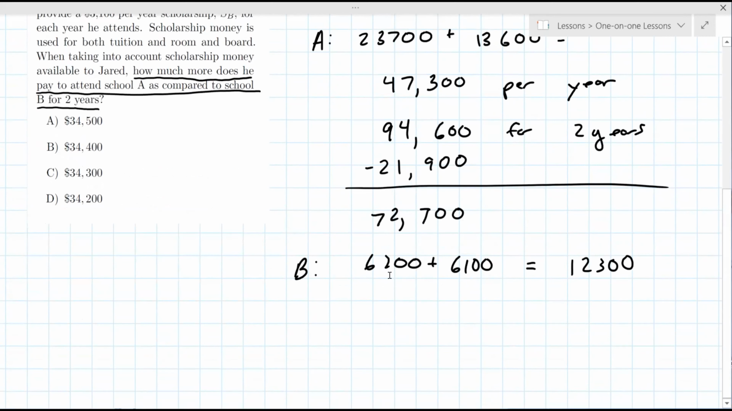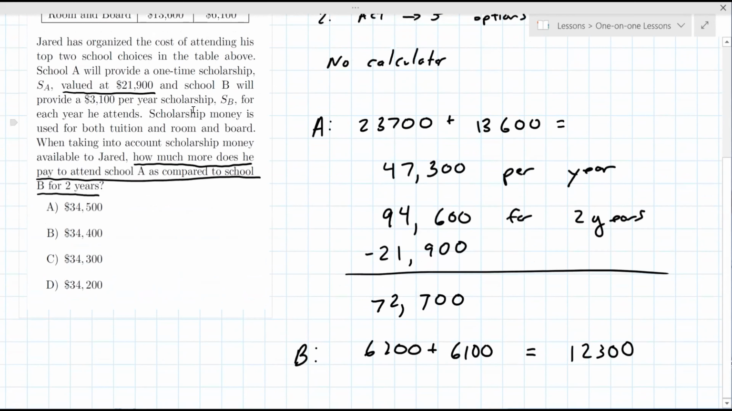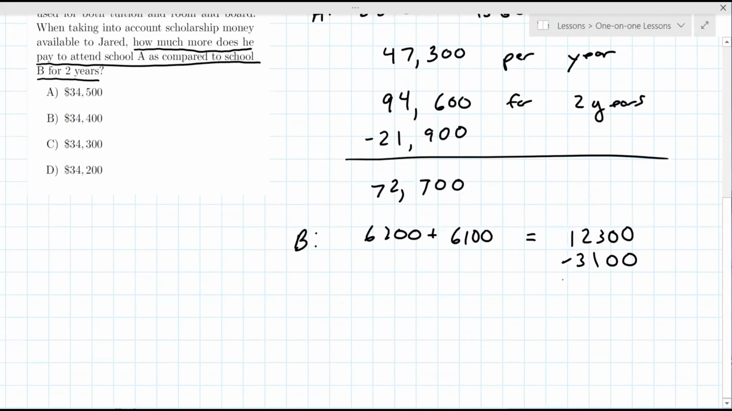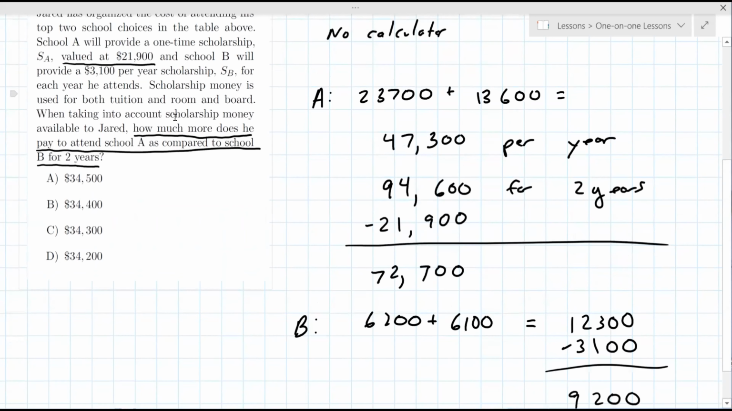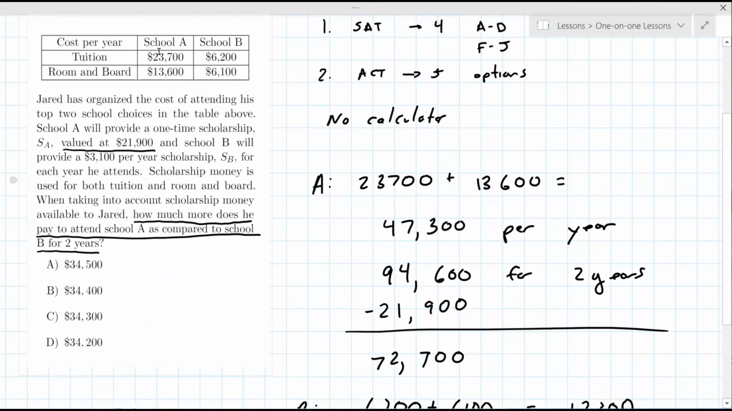He gets a scholarship of $3,100 per year. So we subtract the $3,100 and we end up getting that it costs him $9,200 to go to school for 1 year. So it's 18,400 for 2 years. Does that look right? Yeah.